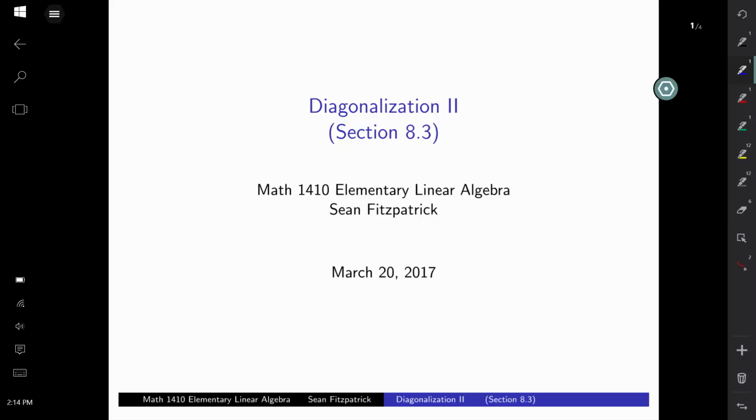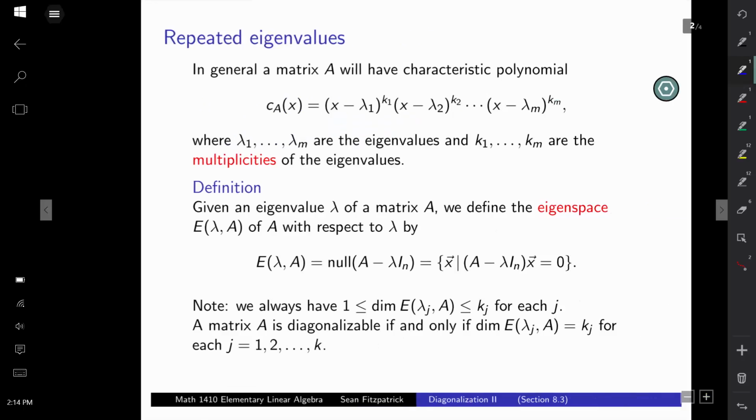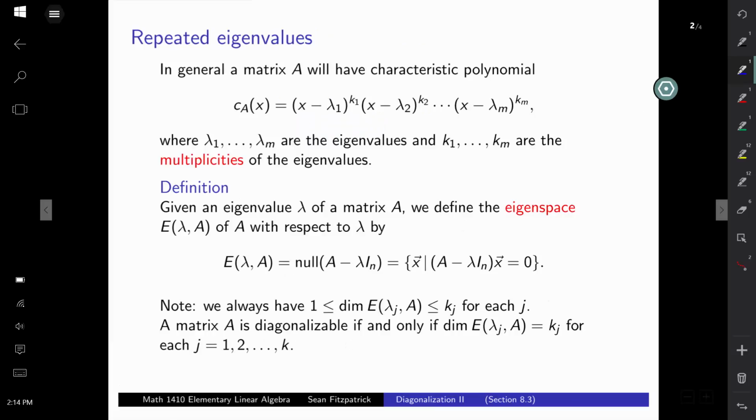So this will be our second of two videos on diagonalization for Math 1410 linear algebra. In the previous video, we saw that whenever you have distinct eigenvalues, so for an n by n matrix, if you can find n different eigenvalues, then you're guaranteed that you can diagonalize, because each eigenvalue will come with its own eigenvector, and those eigenvectors are guaranteed to be independent, and you can collect those independent eigenvectors together to form an invertible matrix.